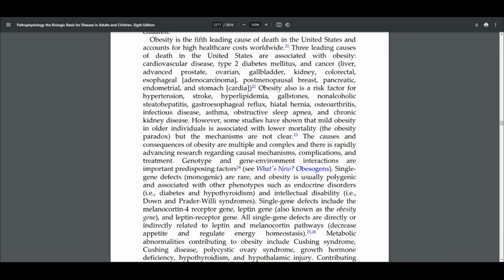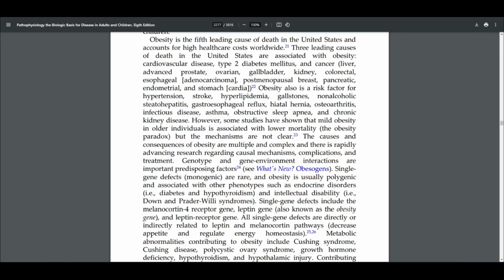Obesity is also a risk factor for hypertension, stroke, hyperlipidemia, gallstones, non-alcoholic steatohepatitis, gastroesophageal reflux, hiatal hernias, osteoarthritis, infectious disease, asthma, obstructive sleep apnea, and chronic kidney disease. However, some studies have shown that mild obesity in older individuals is associated with lower mortality, but the mechanisms are not entirely clear.